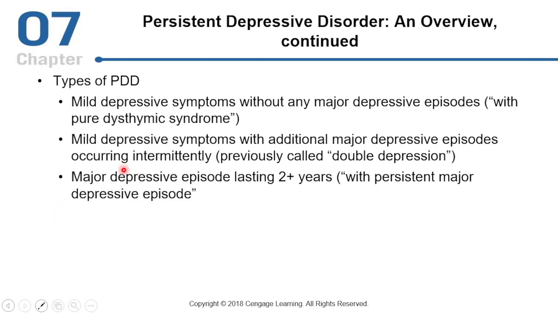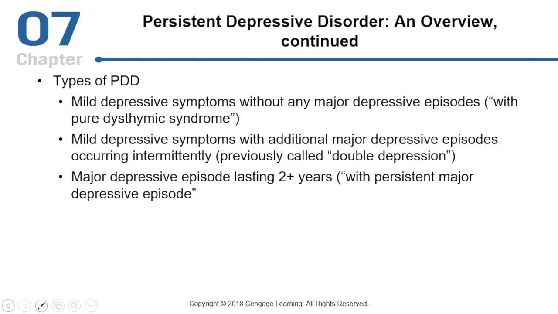And then, bakit siya double depression? Kasi nga, mayroon ng mild symptoms, meron pang symptoms ng depressive, major depressive episode. And then aside from that, we have the major depressive episode lasting for 2 years with persistent major depressive episode. So, these are the different types of the persistent depressive disorder.